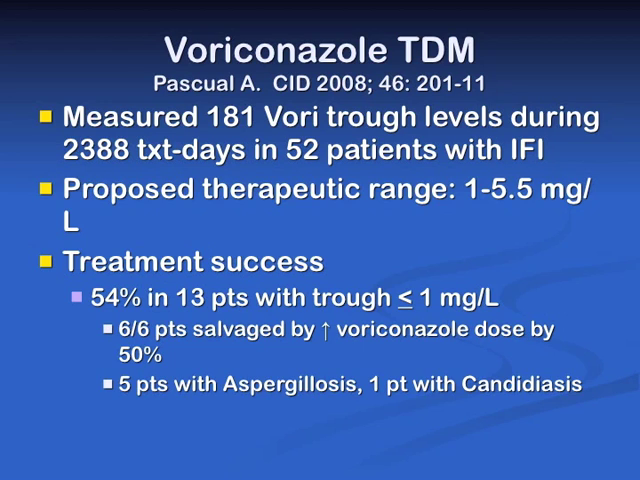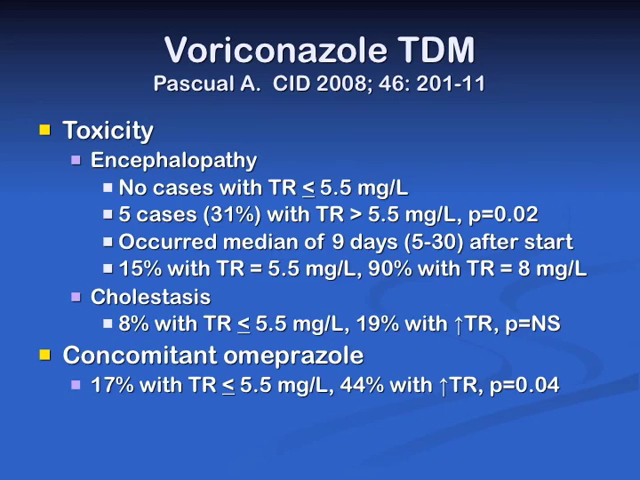What they saw was approximately a 75% treatment success if the trough was greater than 1 milligram per liter, down to 54% in the 13 patients with subtherapeutic troughs. And they actually also found that they were able to salvage some of their patients with invasive fungal infections who had low voriconazole levels who weren't responding just by increasing their voriconazole dose. And I'm sorry, that slide also had a missing component.